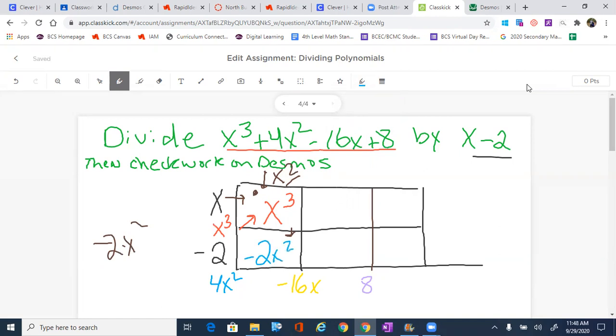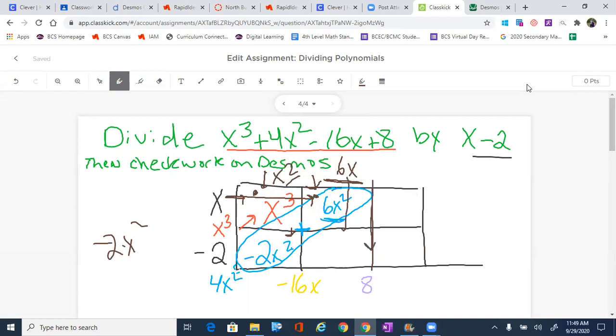Now I know, based off of what we've done before, that the sum of this diagonal needs to be equal to 4x squared. So what can I add to negative 2x squared to get 4x squared? Well, that must be 6x squared. 6x squared plus negative 2x squared is 4x squared. Then I go back to the original statement with this x and ask, what do I multiply x by to get that 6x squared? Well, that must be a 6 and an x. So I put 6x here. 6x times x is 6x squared. And then I bring it down all the way through.